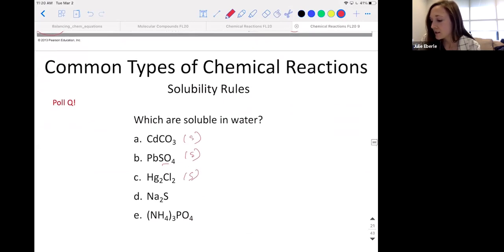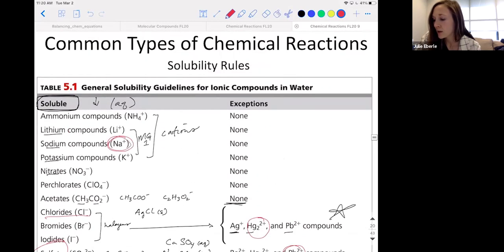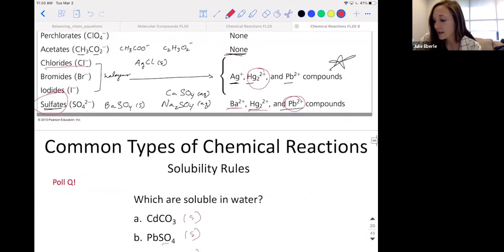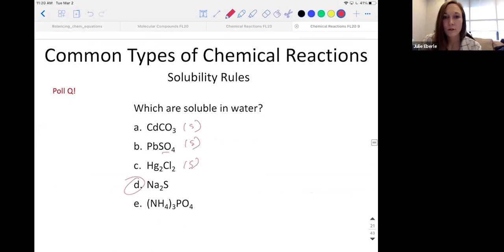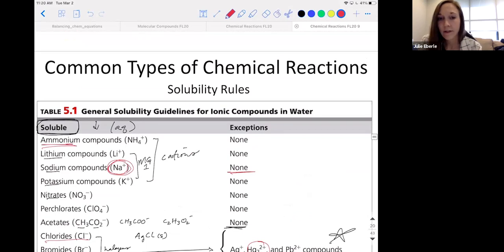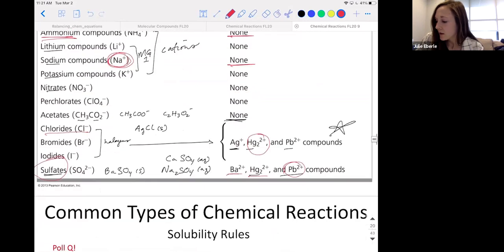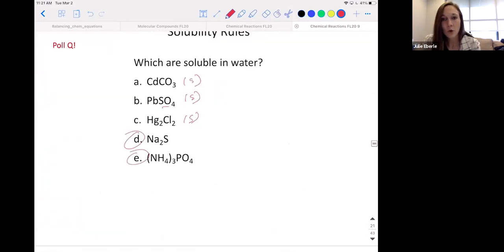All right, D, sodium sulfide, Na2S. Sodium is one of those main group 1 elements. And if it is the cation, that compound will dissolve, it will be aqueous. There are no exceptions. Okay, so it doesn't matter what the anion is. So this one you should have picked. That one will be soluble in water. And what about ammonium phosphate? Okay, so ammonium is the very first one. If it's on the chart, it is soluble. So no exceptions. It does not matter what the anion is here. Even though phosphate's not on the chart, you don't have to have both the cation and the anion on the chart. You just have to have one of the two pieces. Okay, so you should have picked these two. Questions on this one?